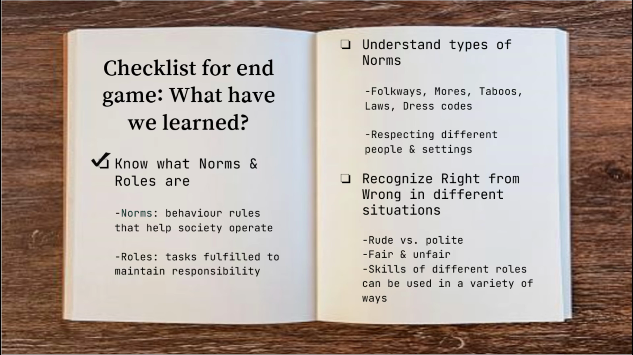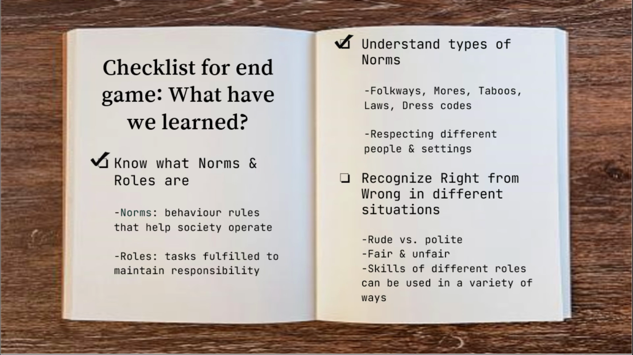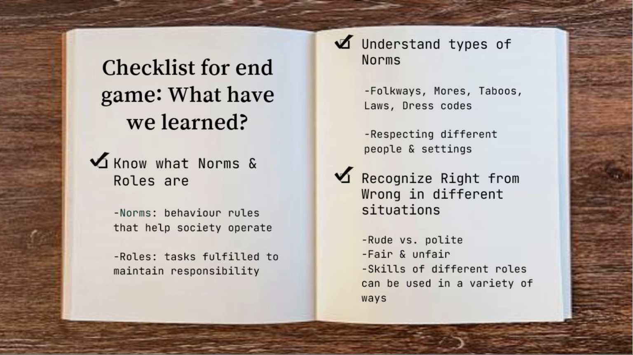Second, we learned to understand the types of norms, such as folkways, mores, taboos, laws, and dress codes. We notice that the purpose of these norms is to respect different occasions and different people's culture, belongings, ideas, and lives. Finally, we recognize right from wrong in various situations.